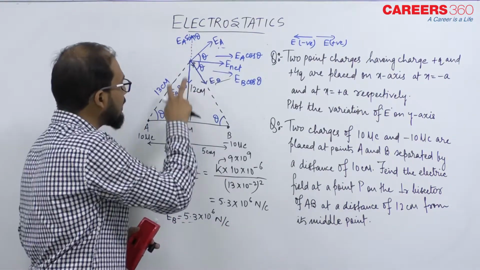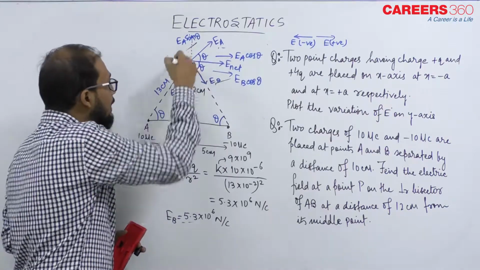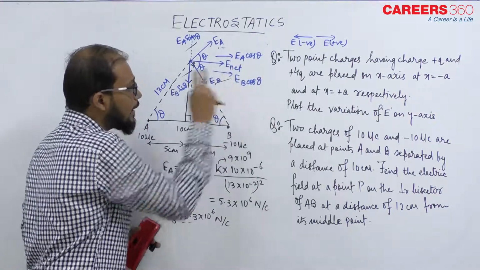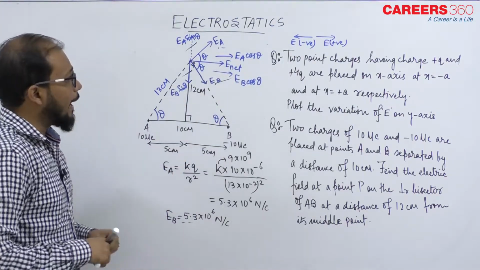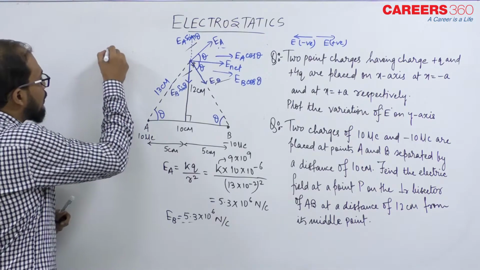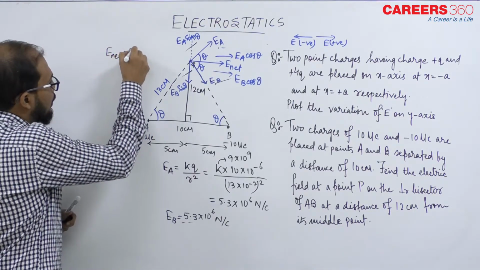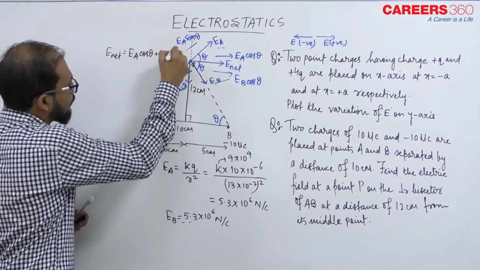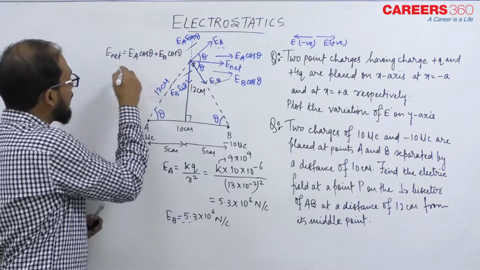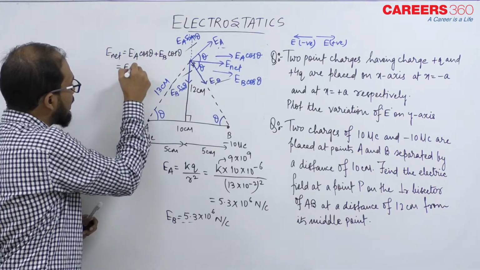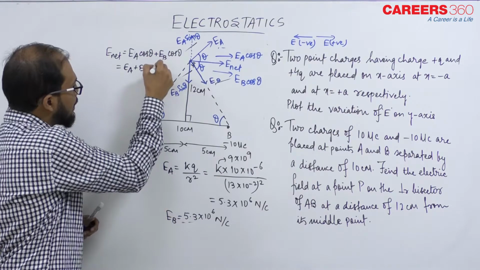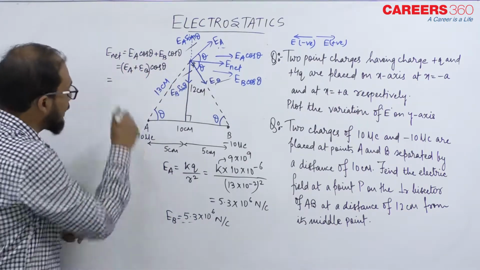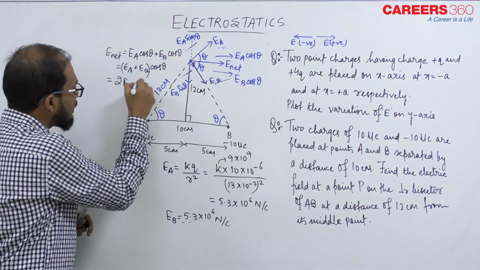So here EA sin theta and EB sin theta will be equal, that means they will get cancelled out, and here we will be only left with the components EA cos theta and EB cos theta. So the net electric field at point P will be equal to EA cos theta plus EB cos theta. And since we can take cos theta as common, it will be EA plus EB times cos theta. And since EA and EB are equal, we can write it as 2 times EA cos theta.